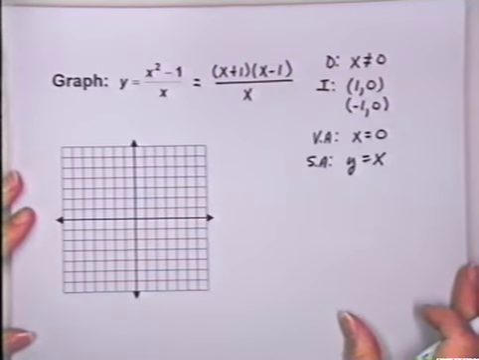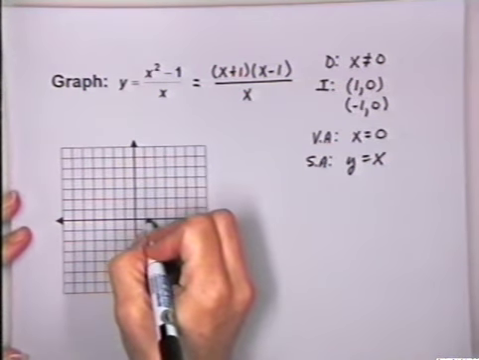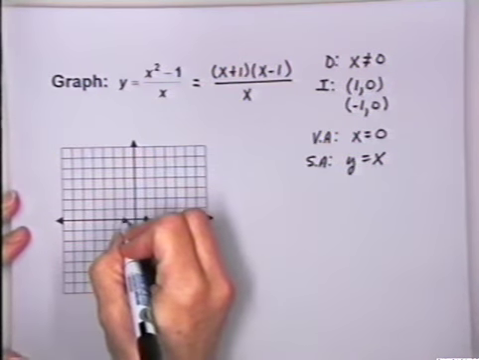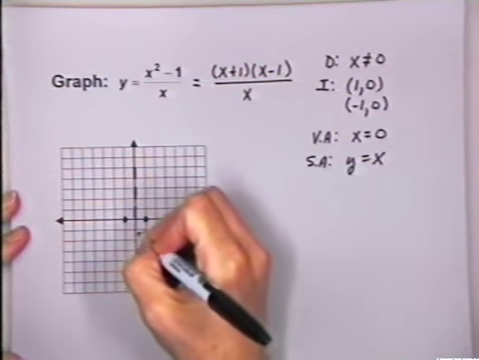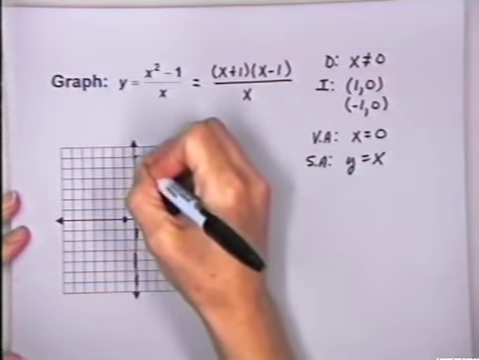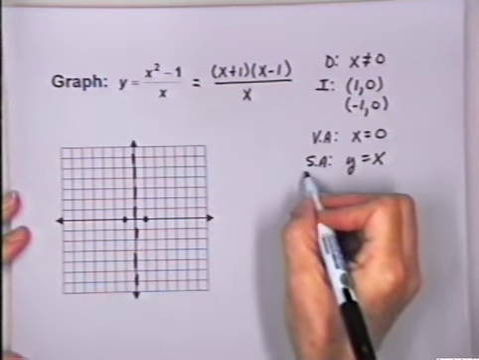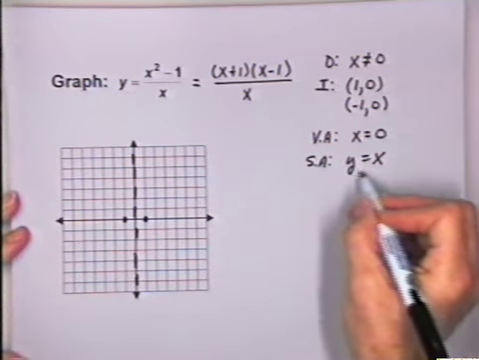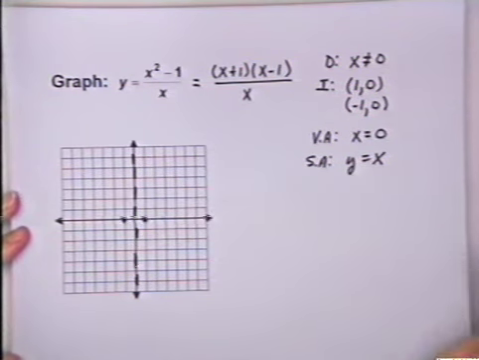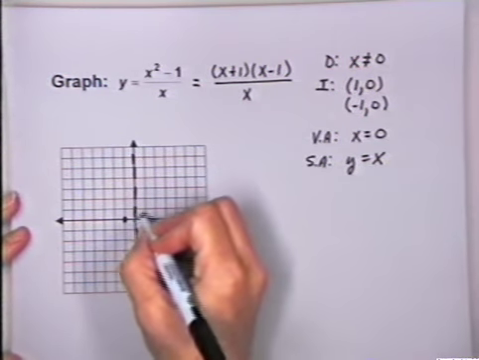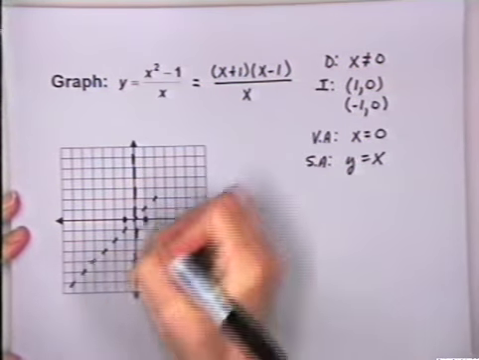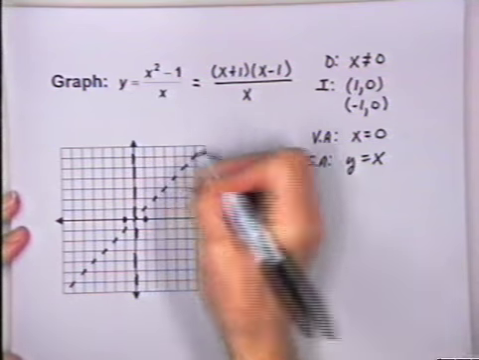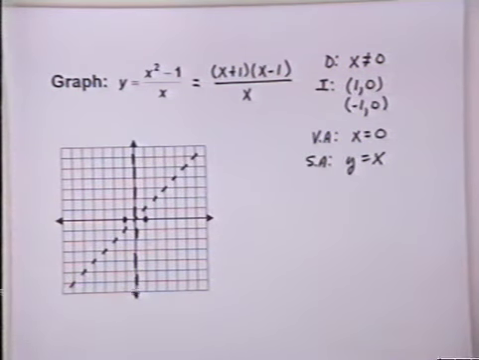Alright, let's go to our graph. We have an intercept at 1, 0 and at -1, 0. We have a vertical asymptote at x equals 0. We know our graph does not cross a vertical asymptote. A slant asymptote of y equals x. We're going to graph this line. You should know the graph of y equals x. It goes through 0, 0, 1, 1, 2, 2, etc. So we're going to dot in that line y equals x. That's an asymptote.